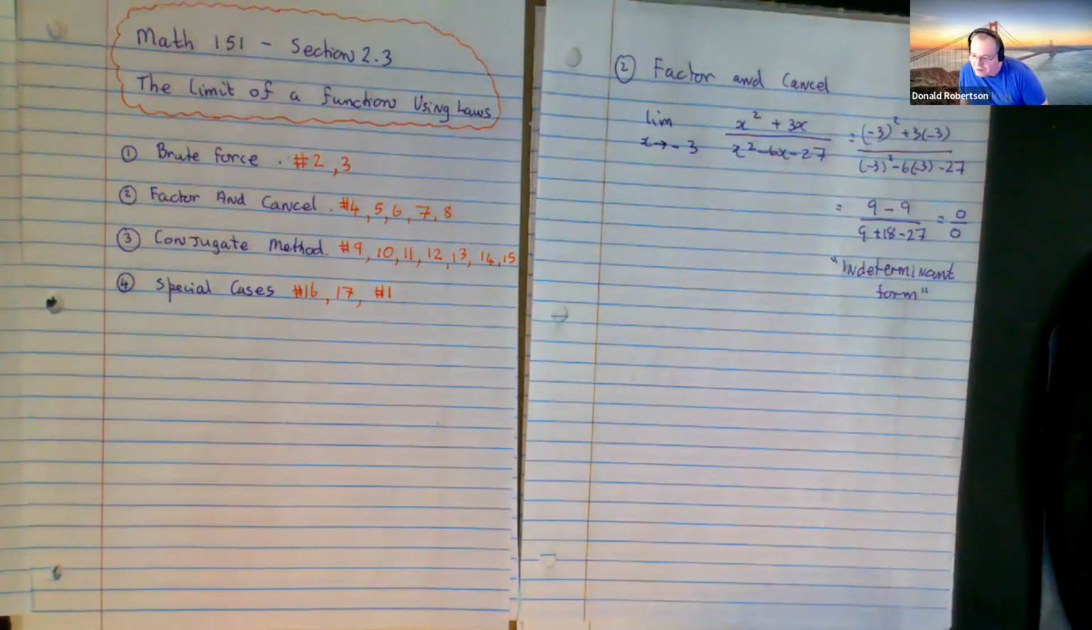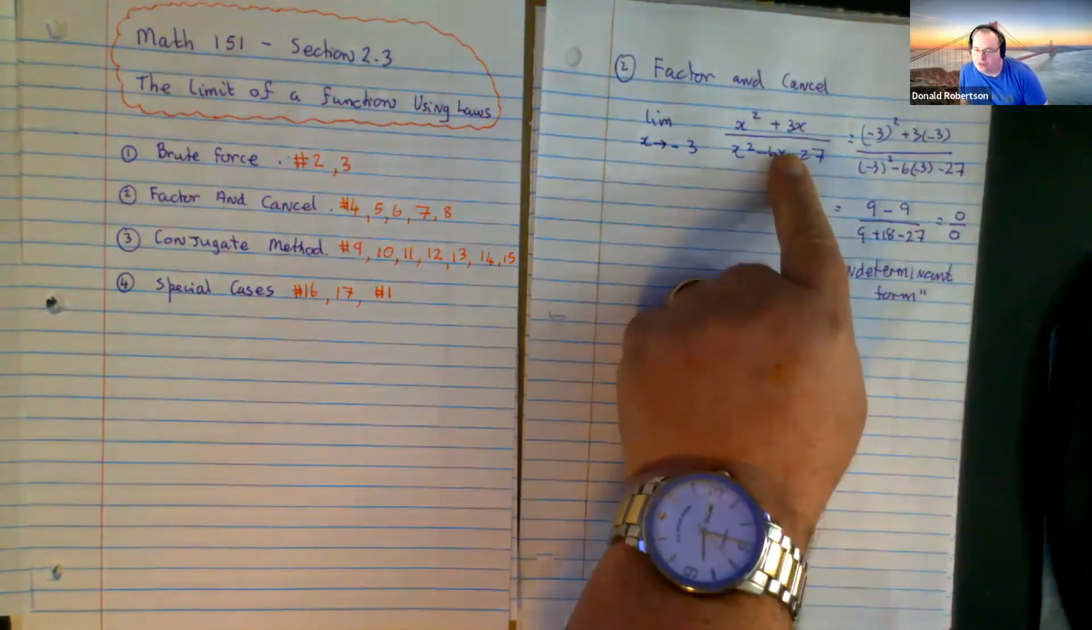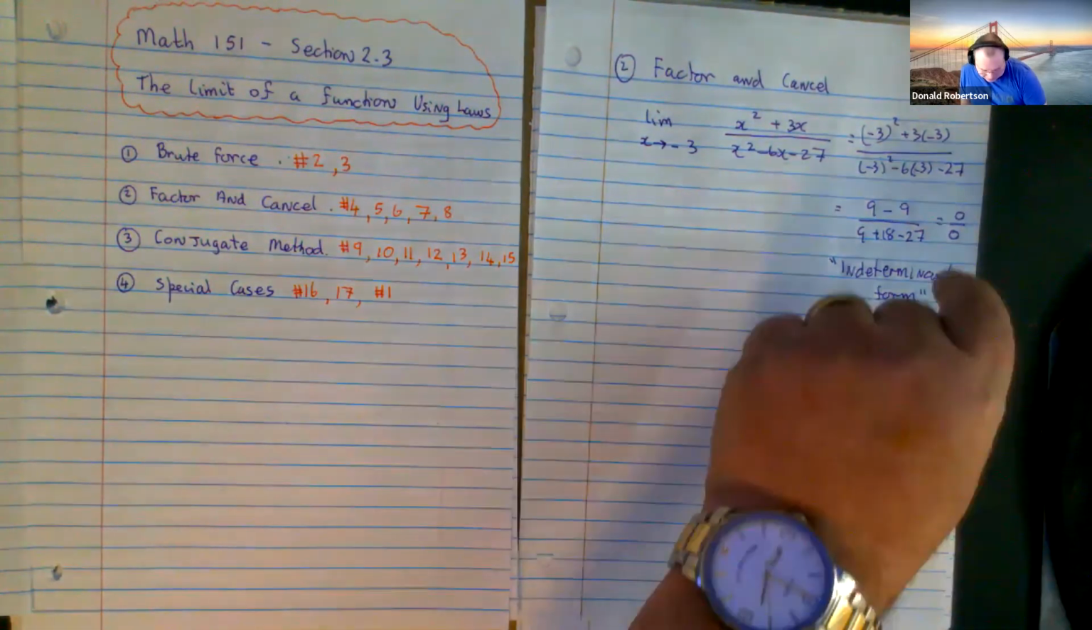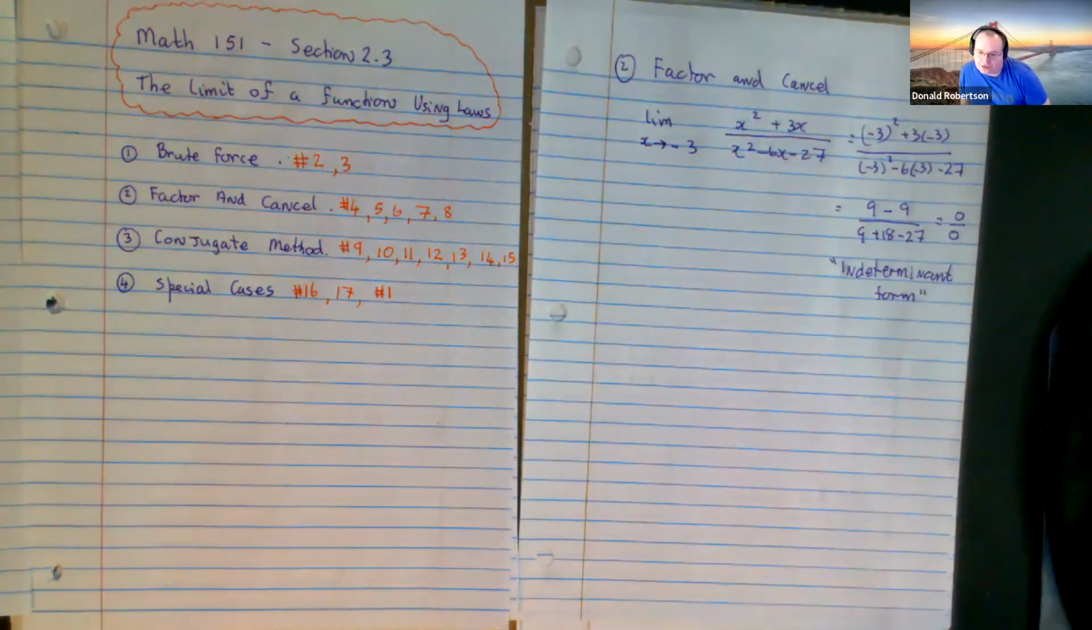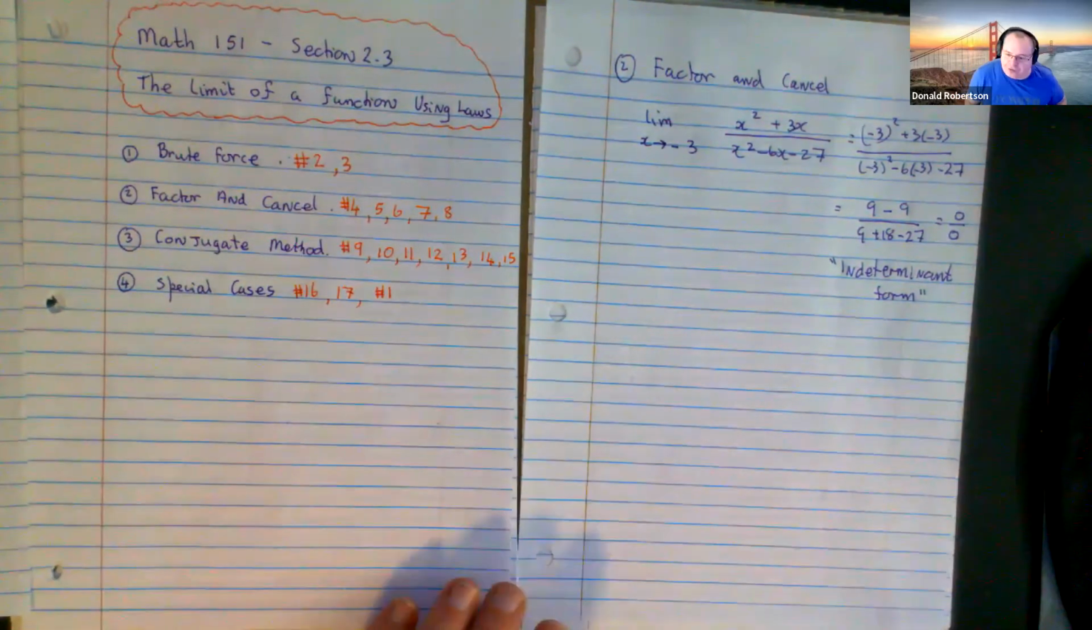So for the 3 main methods, plug in the number. If it works, you're done. That's brute force. If you get 0 over 0 and there's no square roots involved, it's a factor and cancel. If you get a 0 over 0 and there is a square root involved, you're going to use this method here called the conjugate method.